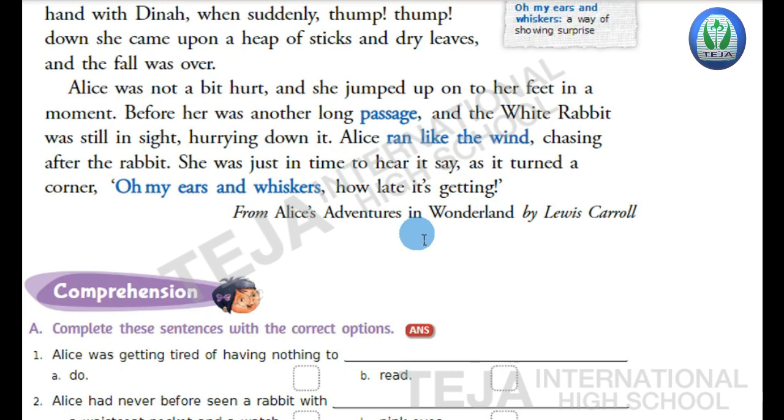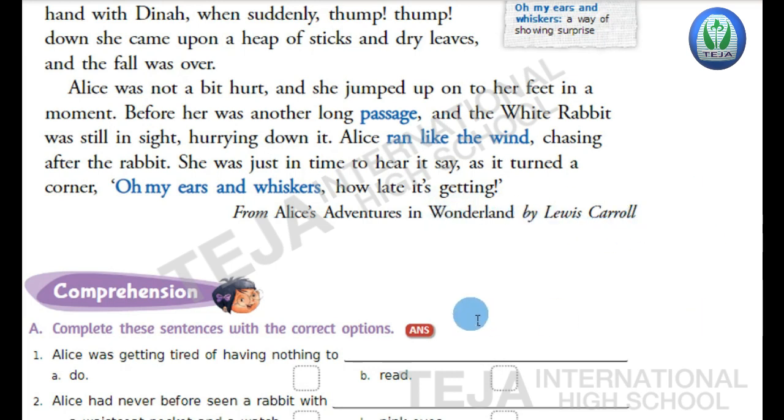Here, "Oh, my ears and whiskers" is a way of showing surprise. It is very surprised how late it's getting. So she heard that voice. Now this lesson was taken from Alice's Adventures in Wonderland by Lewis Carroll. So this lesson is a small story from the book. The name of the book was Alice's Adventures in Wonderland, and this book was written by Lewis Carroll.